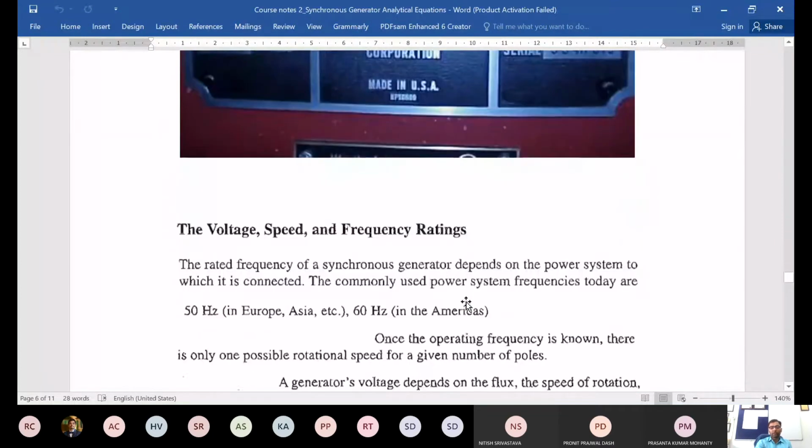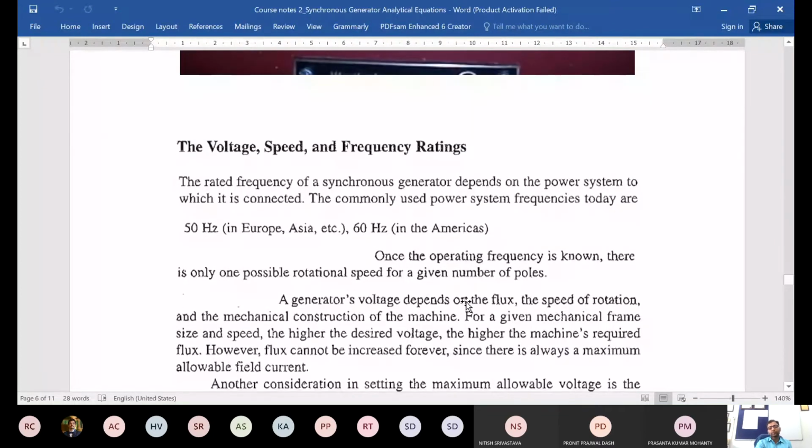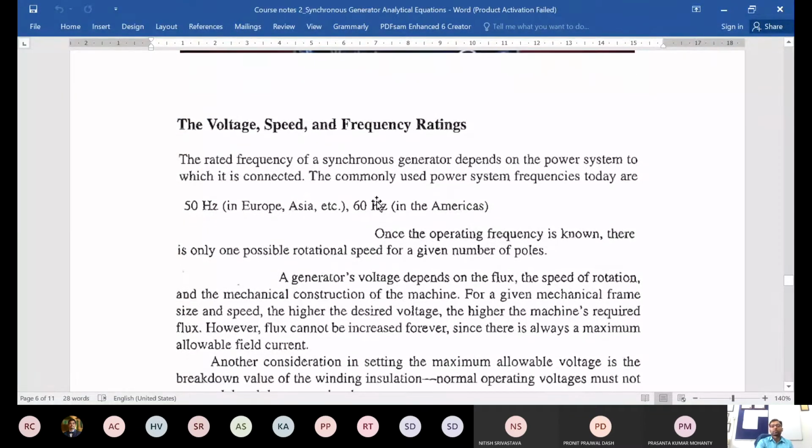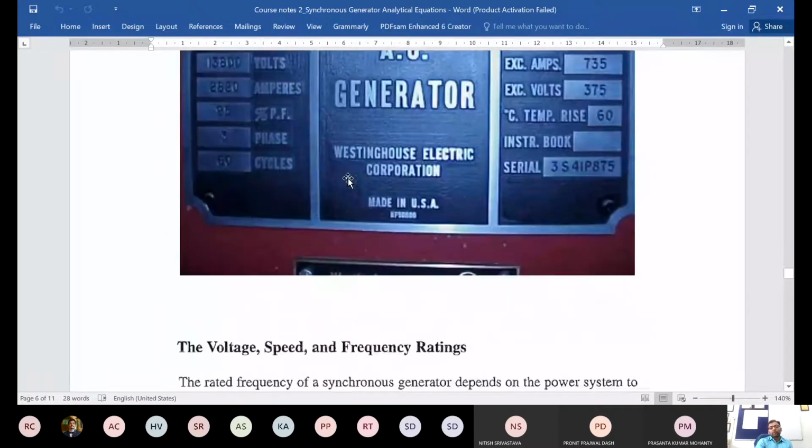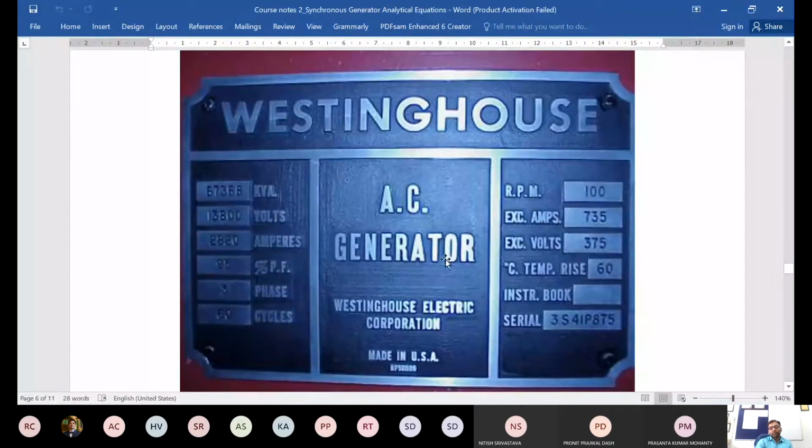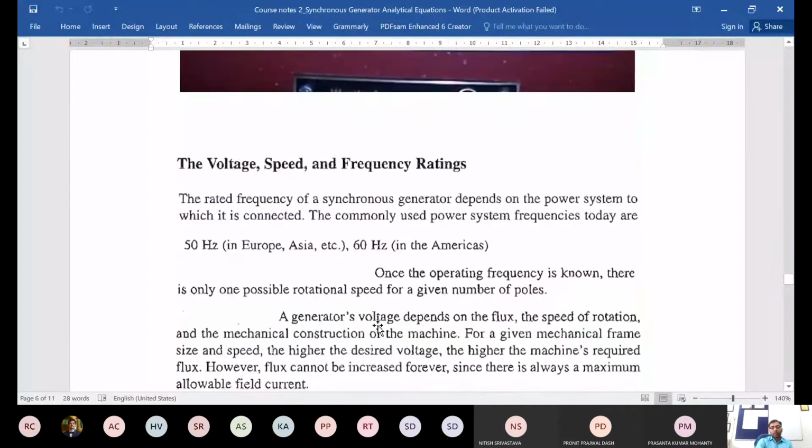So now let's look at the conceptual understanding behind this. Many of these things we have discussed earlier, but from the rating point of view, we are looking at it once again. We are looking at what determines these ratings, what are the driving factors behind these ratings. That is what we will discuss now.